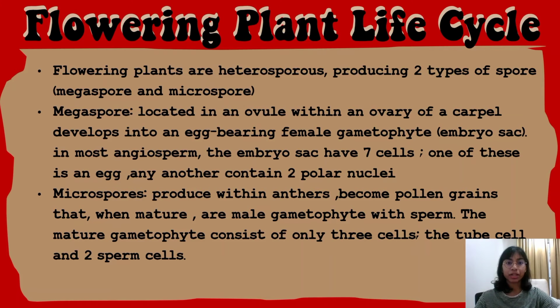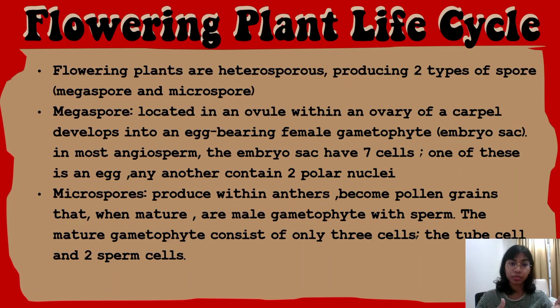Now, flowering plants are heterosporous, which means they produce two types of spores. One is the megaspore, another one is the microspore. The megaspore is located in the ovule, which is within an ovary, or carpel, in a flower, and it will develop into an egg-bearing female gametophyte. We also call it an embryo sac. An embryo sac will have 7 cells, and out of it, one cell will become the egg, and another 2 will be polar nuclei.